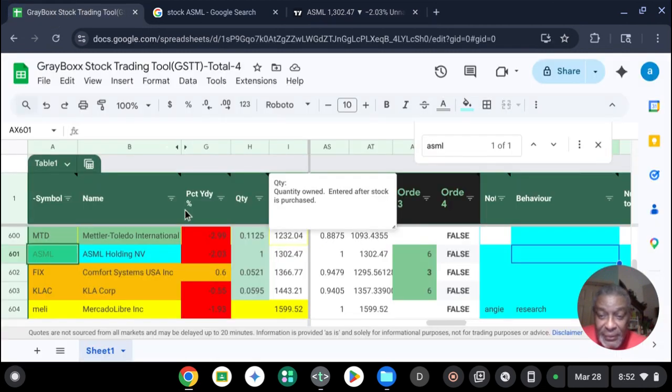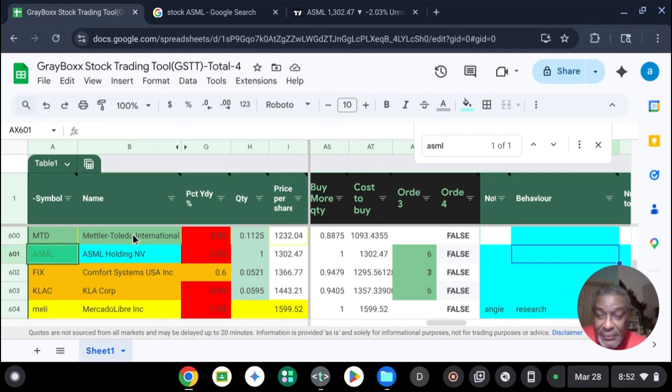And different color codings mean we can tell exactly who owns it. The color coding of gray means Miss Angie owns it. The blue means that Nano owns it. The gold means Nano and Miss Angie own that particular stock. And then the quantity that we own.